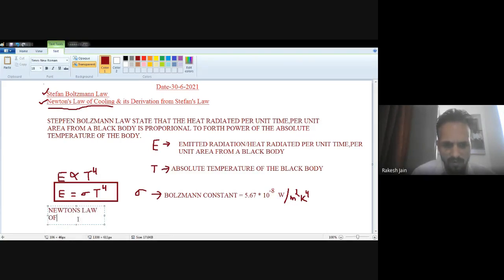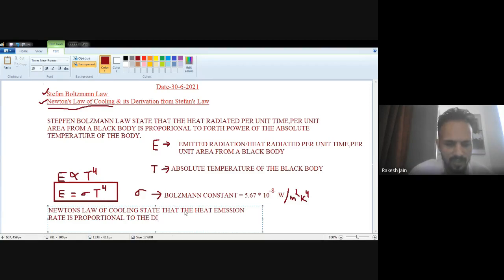Newton's law of cooling said that the heat emission rate is proportional to the difference between... Heat emission rate means the rate by which heat is radiated or emitted from a body, any body, not related with only the black body.